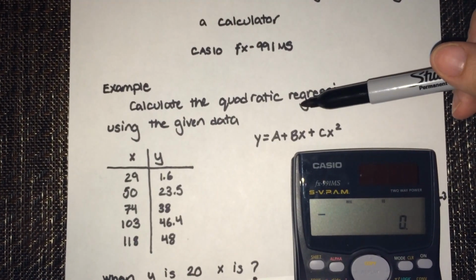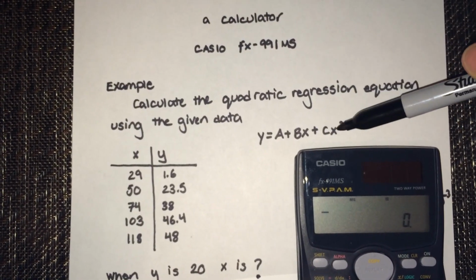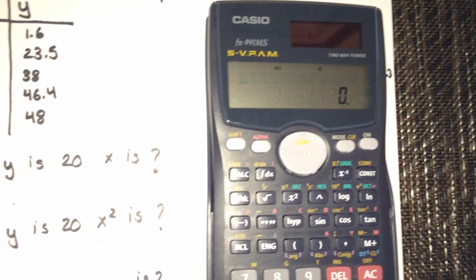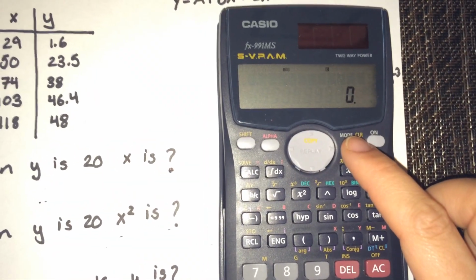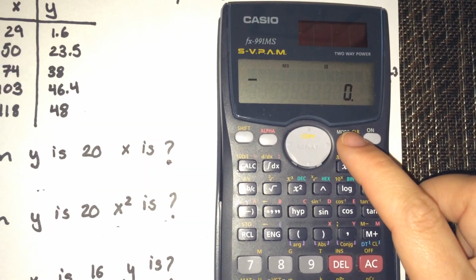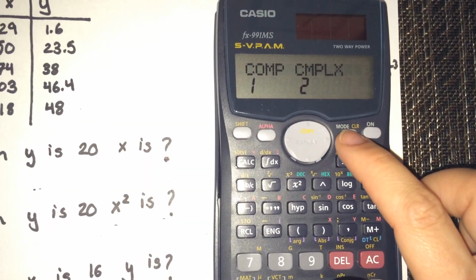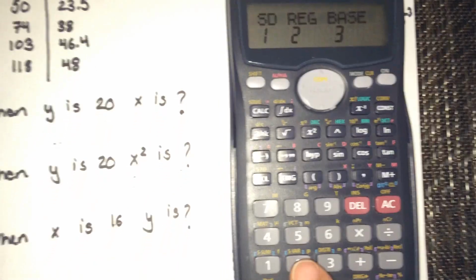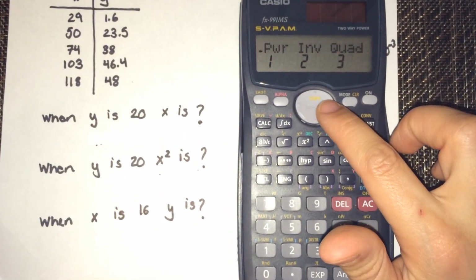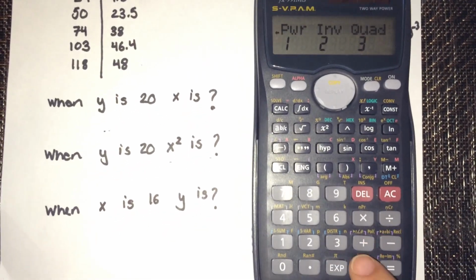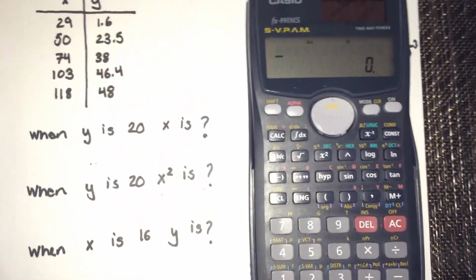So a is the constant, b is the value in front of your x, and c is the value in front of x squared. Okay, so first thing you want to do is put your calculator into regression mode, in quadratic. So you're going to select mode twice. Select 2 for regression. Scroll to the right to select quadratic, so 3 for quadratic. Now you're in that mode.